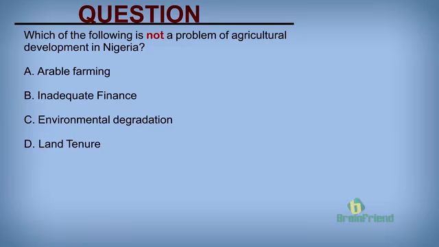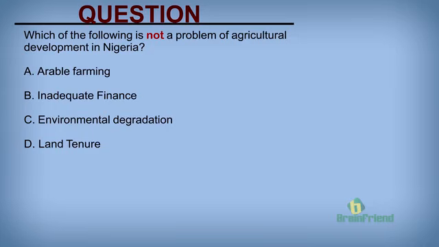At this point, I'd like you to find out how well you've learned from this lesson by taking this question. Which of the following is not a problem of agricultural development in Nigeria? A, arable farming, B, inadequate finance, C, environmental degradation, and D, land tenure.